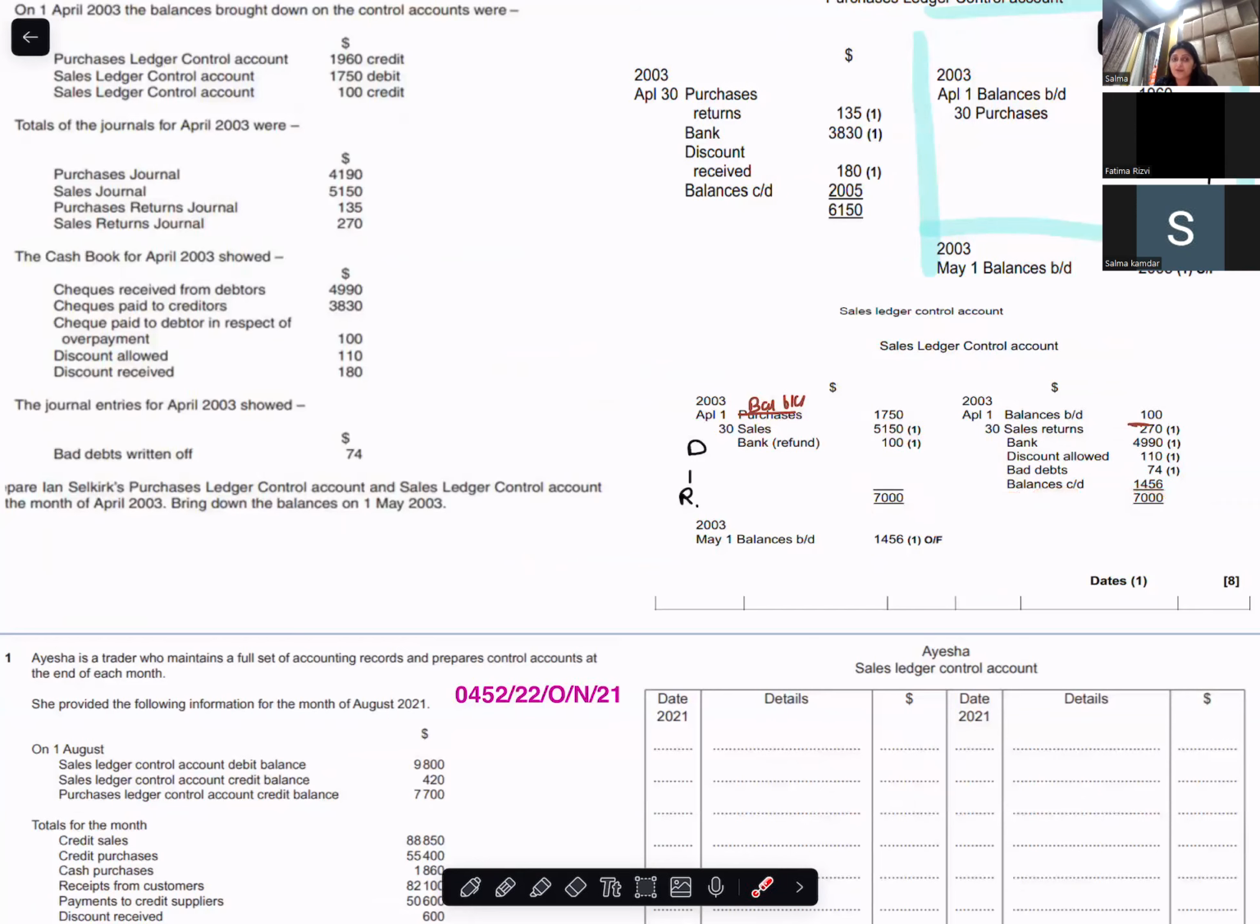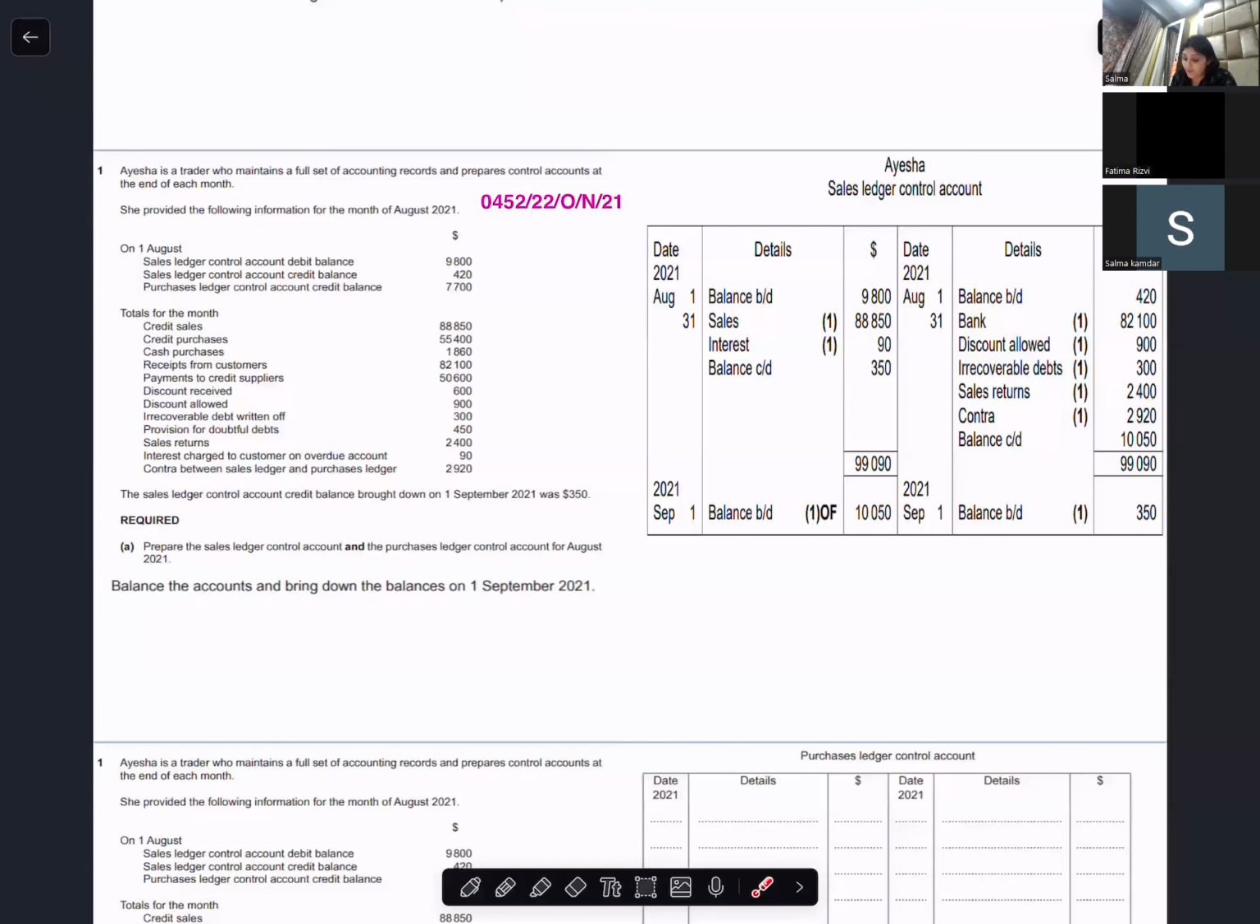Doing it, if you're stuck, let me know. This is the sum of October, November 21. Okay, Aisha is a sole trader, and we are supposed to make the SLC account and PLC account.